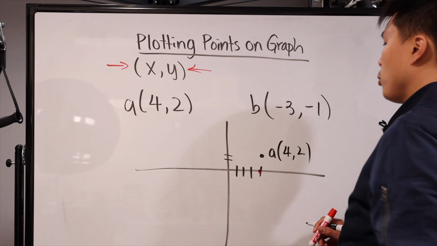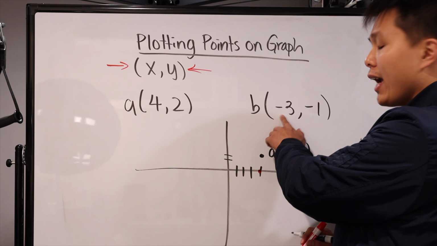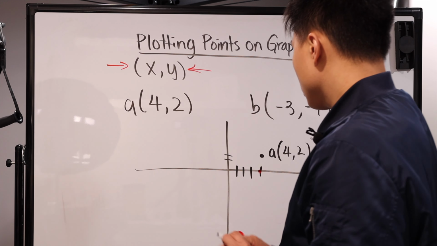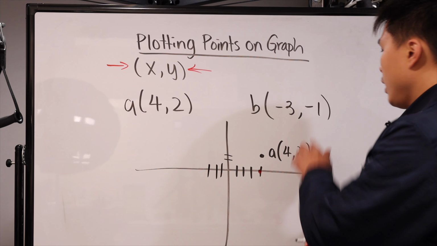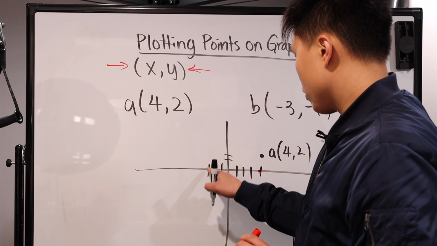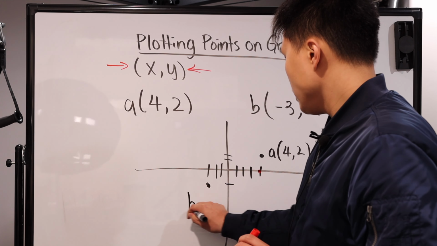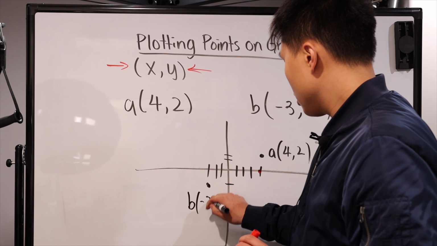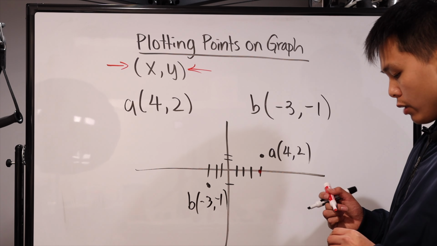Same thing, if we're looking at point B, we're going to start at the origin, which is the intersection. Now, this is a negative 3 for our x coordinate. So we're going to have to go 1, 2, 3 on the left-hand side. And then this is a negative 1. So we're actually going to have to go down from negative 3, down 1. So this right here is going to be where our point B is. And to be clear, we're going to put the coordinate right there as well. Okay, so that's how you would plot it.